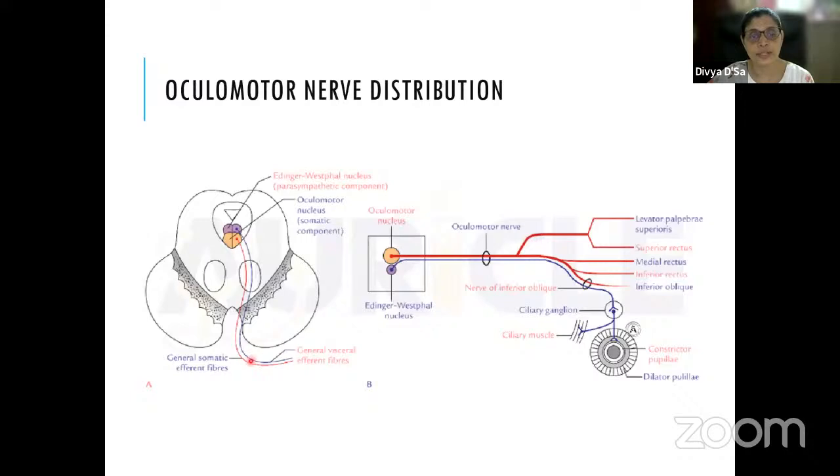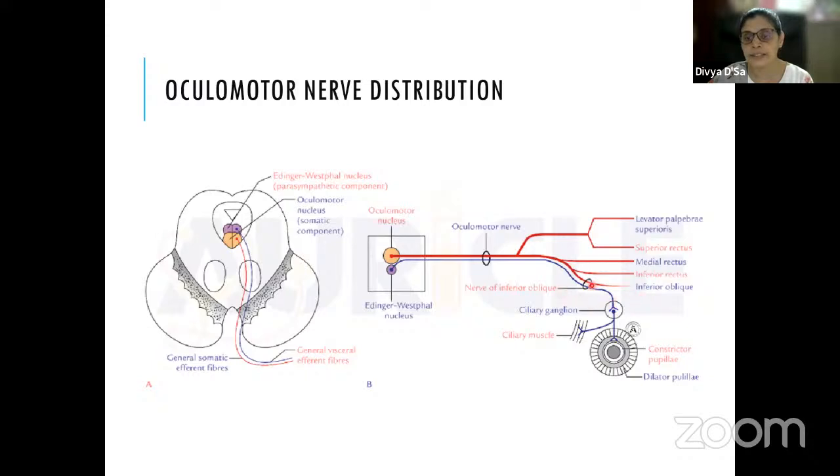So you can see here, this is the main oculomotor nucleus, that is the somatic component. This is the Edinger-Westphal nucleus, which is the parasympathetic. So we have the general somatic efferent fibers as well as the visceral efferent fibers. The visceral efferent fibers pass through the ciliary ganglion and through the short ciliary nerves. If you see the distribution, what is the main oculomotor nerve supplying? The levator palpebrae superioris, superior rectus, medial rectus, inferior rectus, and inferior oblique.